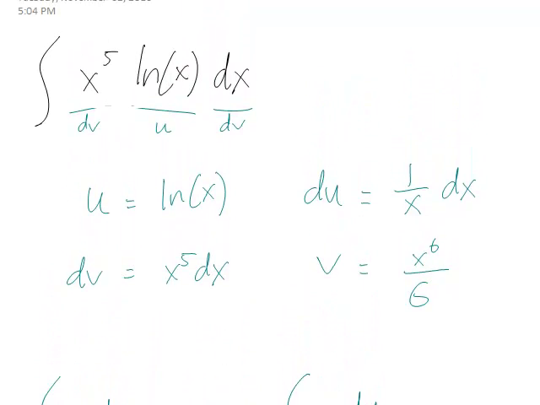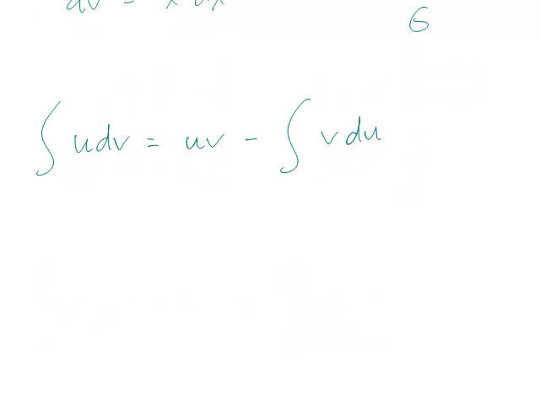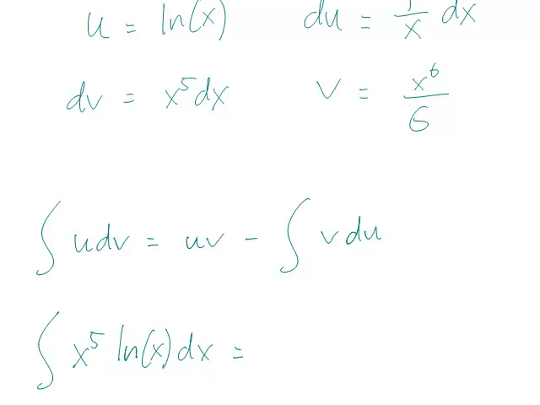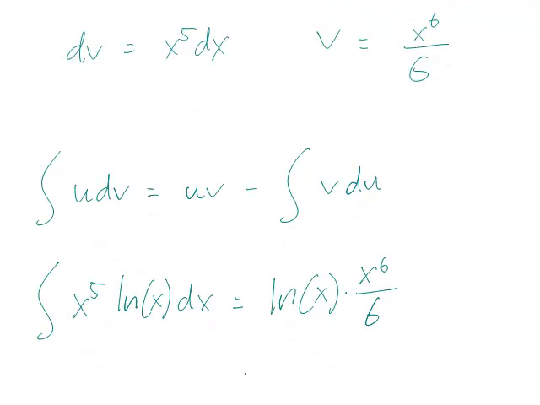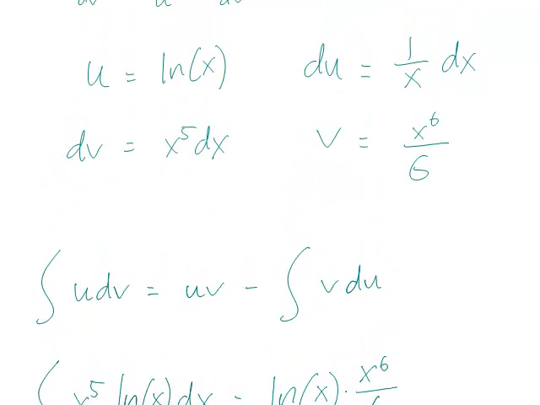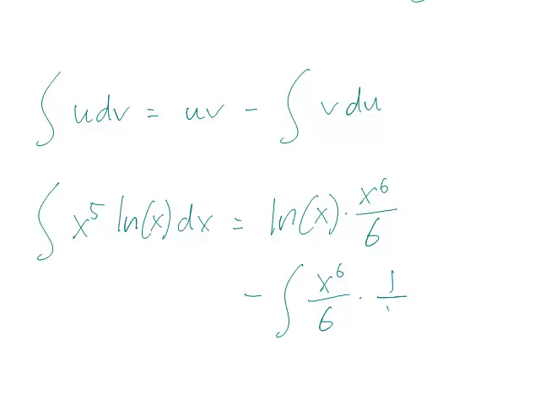That's x to the fifth ln x dx. So let's write that down. The integral of x to the fifth ln x dx is equal to uv, and u was ln x, that's what we decided, times v, which is x to the 6 over 6. And I'm running out of room here, so I'll write minus the integral of v du down here. V is x to the 6 over 6. Du, remember, was 1 over x dx.